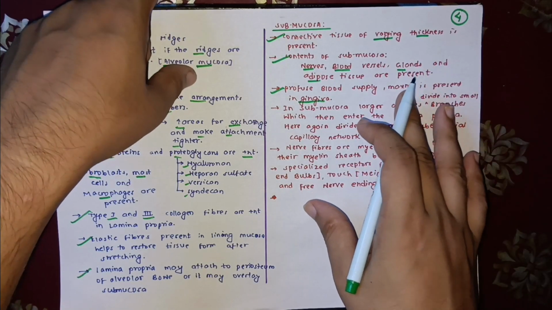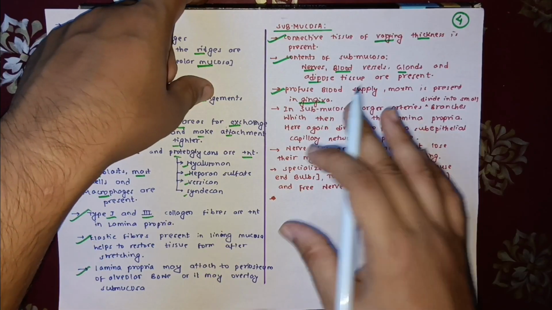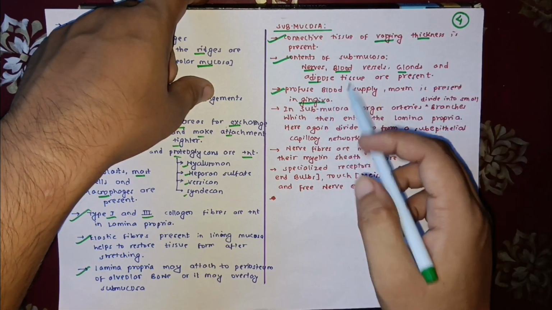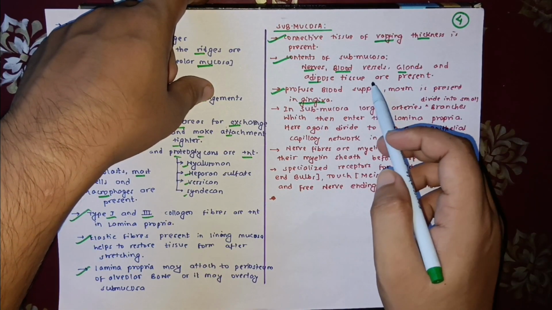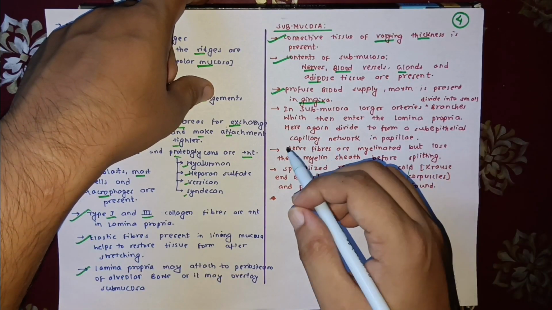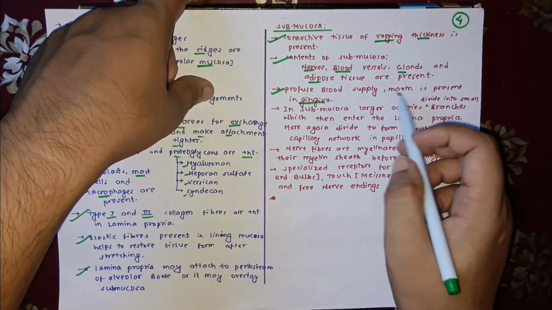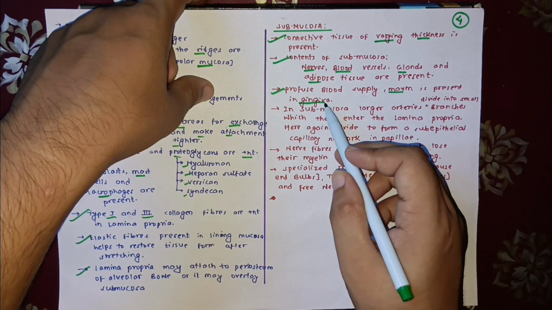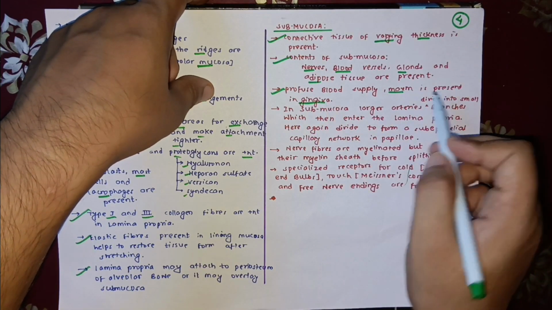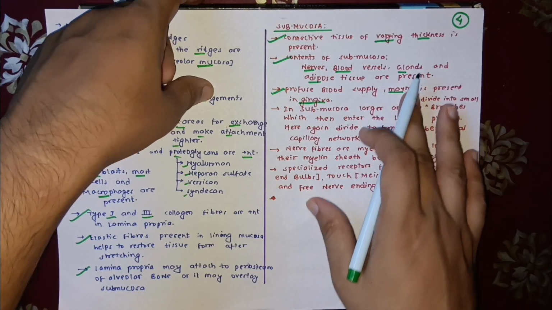Okay, that can also be asked in your university exam, so this will be very helpful. When revising, you can note this. Glands and adipose tissue, nor blood vessel, sorry, the maximum amount of blood supply is present in the gingiva.